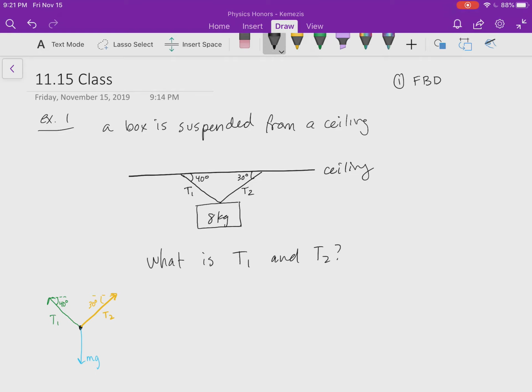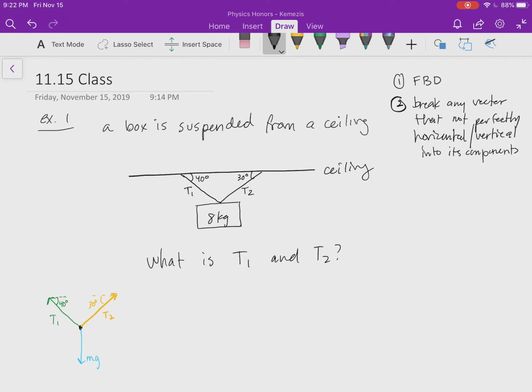So to figure out what's going on in each direction, because we like to break our vectors down into x and y, the second part of our problem solving is we are going to break any vector that is not perfectly horizontal or vertical into its components.